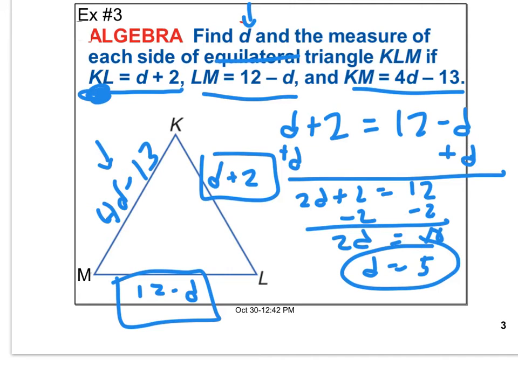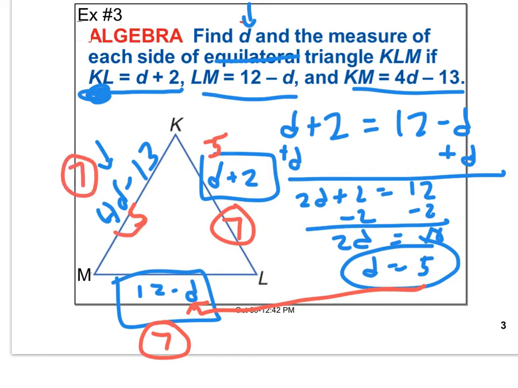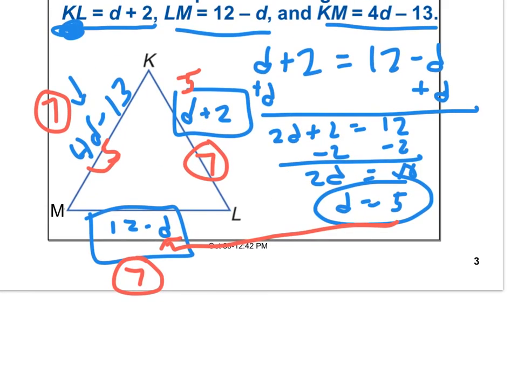So now when I find that 5, I substitute it in there. 12 minus 5 is 7. And since it's equilateral, I better get 7 for all of them. Let's check it out. 5 plus 2 is 7. And just for this side, if I plug in a 5, I get 20 minus 13, which is also 7. So I verified that all sides are 7, given the information I knew.